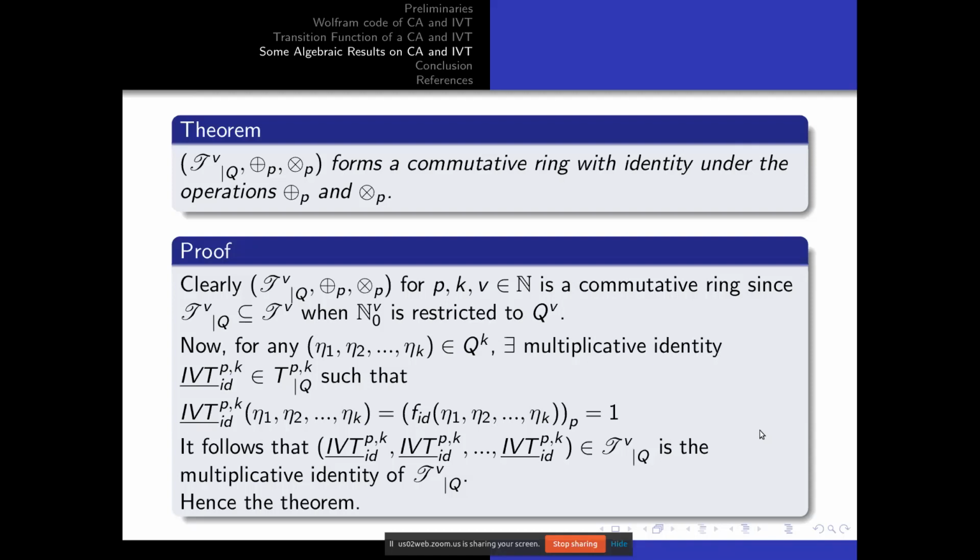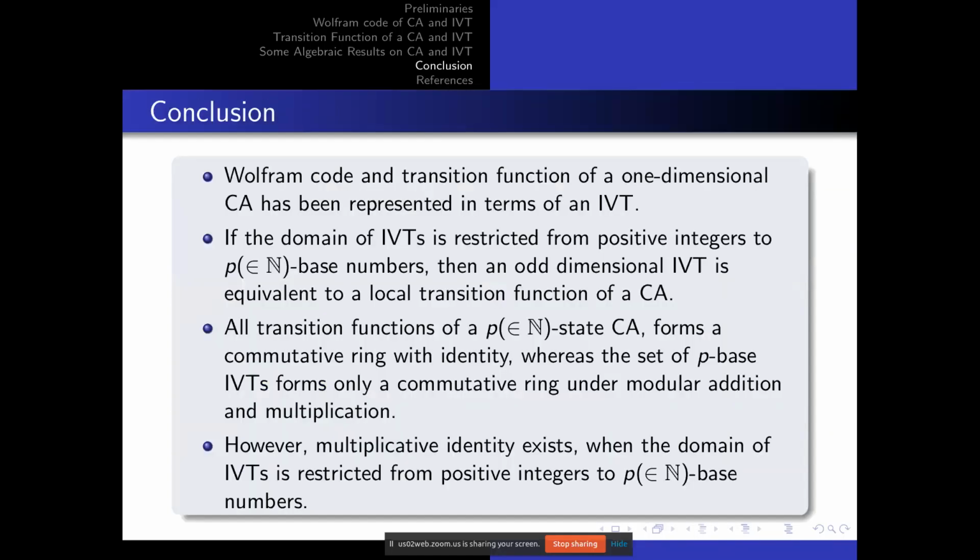So that was the theorem. So these were all our results. What all we did was we have seen the relation of how IVT can be represented, how it is used to represent Wolfram code, and then the domain of IVTs restricted from positive integers to p-based numbers, which gives us the state set. Then an odd dimensional IVT can be equivalently treated as a local transition function of a CA. And all transition functions of CA form a commutative ring with identity. However, IVTs in general, we can get up to a commutative ring under modular addition and multiplication. But when restricted to p-based numbers, then we can get a commutative ring with identity because the multiplicative identity exists.